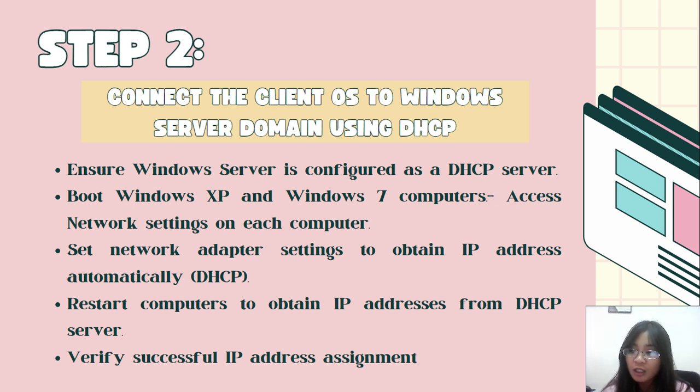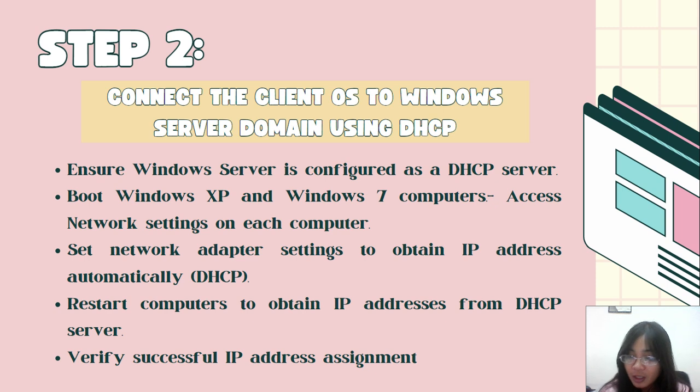On each computer, log in with administrative privileges or an account that has permission to modify network settings. Open the Control Panel and navigate to the Network and Sharing Center, or Network Connections in Windows XP. After this, set network adapter settings to obtain IP address automatically or DHCP. In the Network and Sharing Center or Network Connections window, locate the network adapter that is connected to the network. Right click on the adapter and choose Properties.